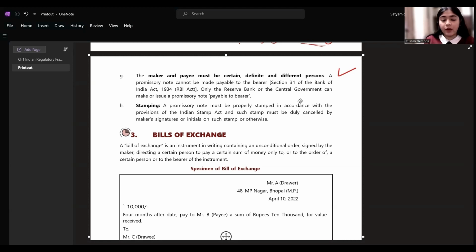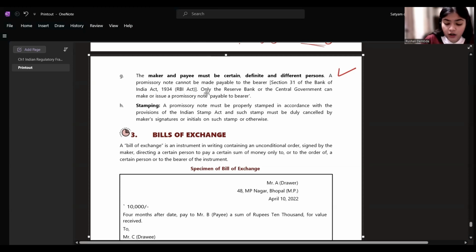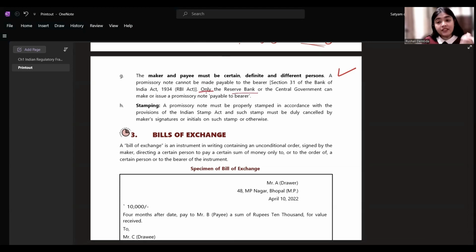We have seen that anyone who is holding it is not possible in a promissory note. It should have a definite name, or a definite person should be there. No bearers are allowed in a promissory note. We can see that in a bill of exchange and check, but not in a promissory note.